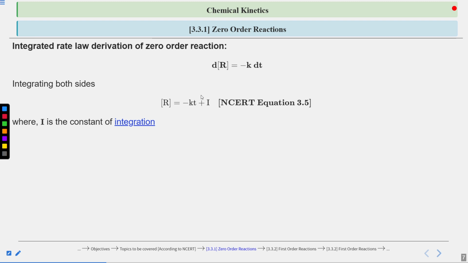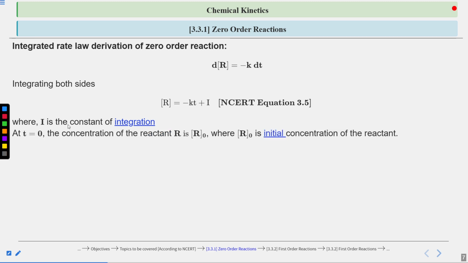Whole time, because dt is a small change in time, right? So when you add every small change, that means every small fraction of time, you get the whole time. Whole time means from t equals 0 to t equals t, you get t, for that time. So that's why we get this equation. This is the NCERT equation marked as 3.5. You can check that in our NCERT textbook. And I here represents the constant of integration.